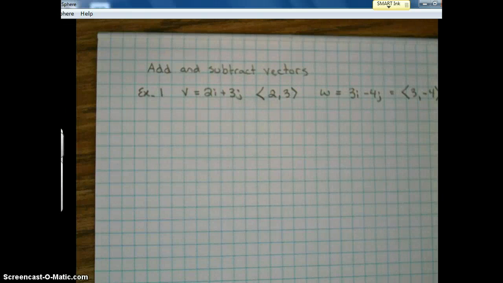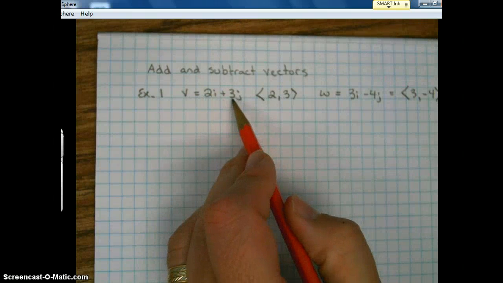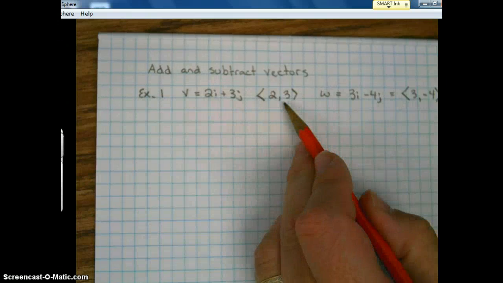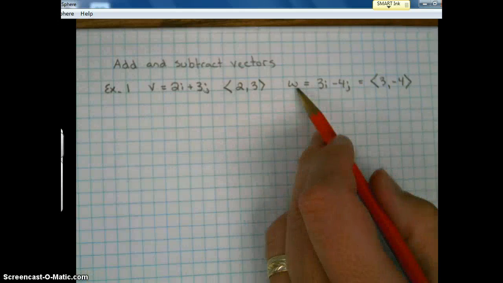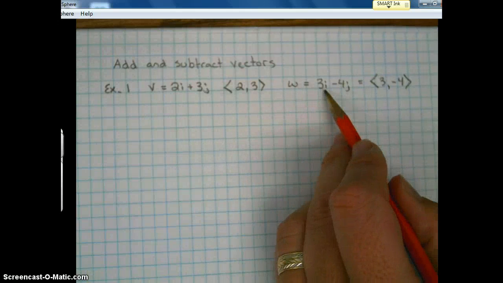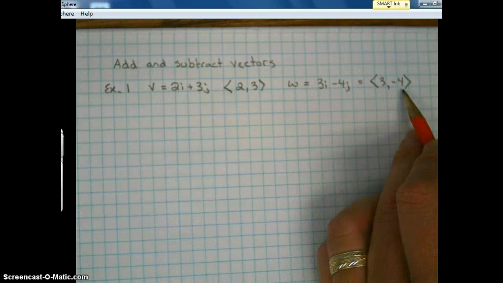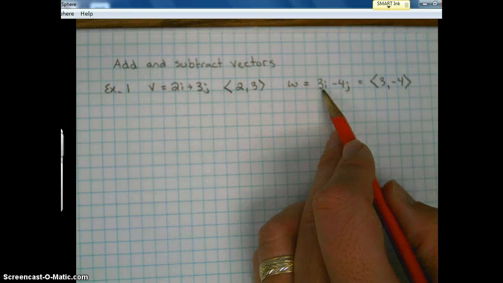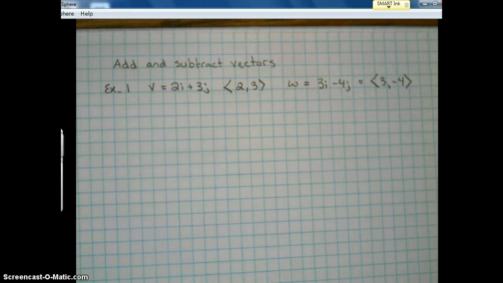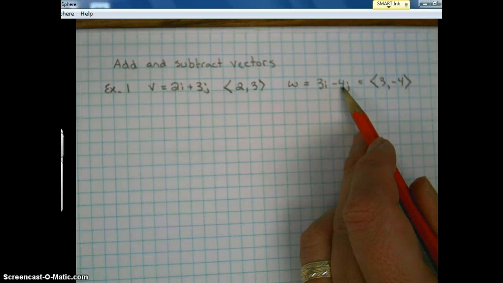Adding and subtracting vectors. Here we have vector v, 2i plus 3j. The algebraic components are 2 and 3. Vector w equals 3i minus 4j. The algebraic components are 3, negative 4. Remember that 3 represents the horizontal, lies on the horizontal axis. And negative 4 represents your vertical. It lies along the y-axis.